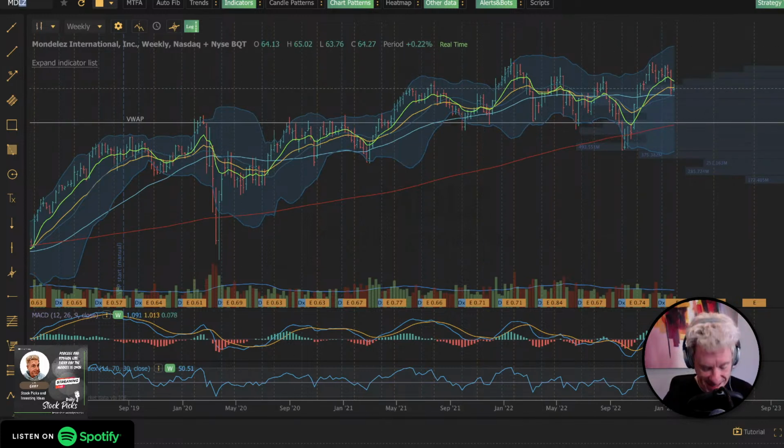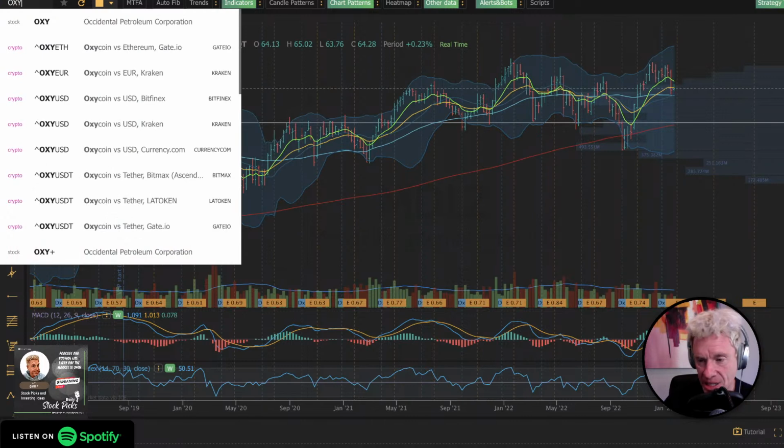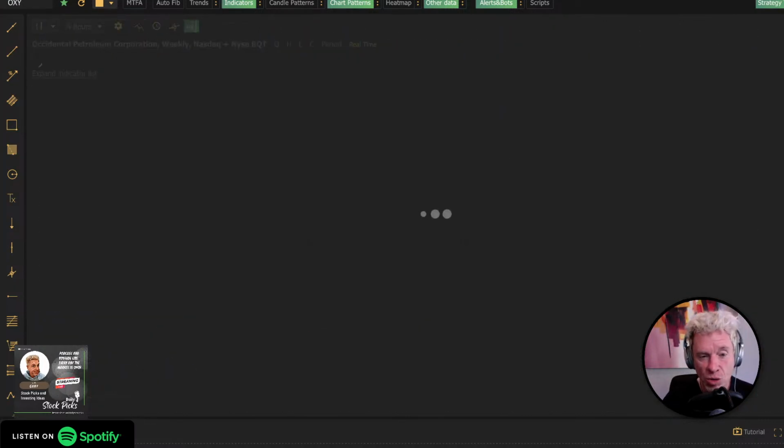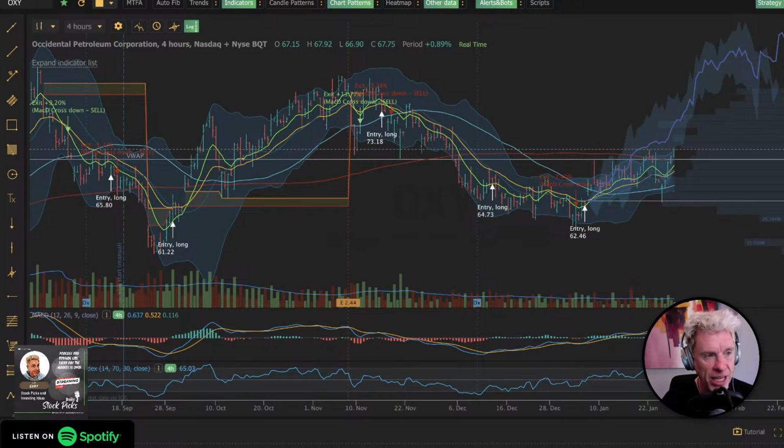So today's scans, ones that I think you could buy and hold over the weekend that have crossed up and show some confirmation. Oxy, OXY. This is Occidental Petroleum. Their earnings are coming up February 27th. This one has just crossed the 200-day, which is at 66. Should have some continued confirmation.